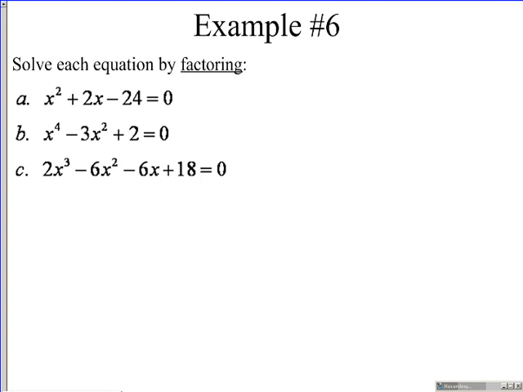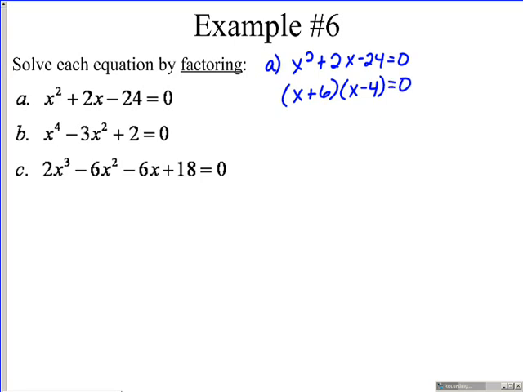Looking at letter A here, we're solving by factoring. X squared plus 2x minus 24. Factoring a trinomial, remember trinomials always factor into two binomials. So we're looking for numbers that multiply to be negative 24 and add up to be positive 2. Those are positive 6 and negative 4.